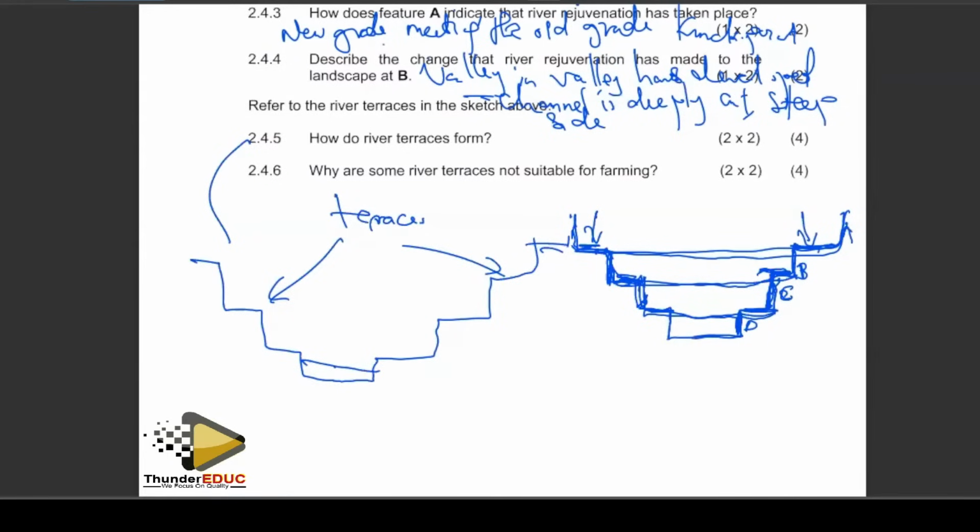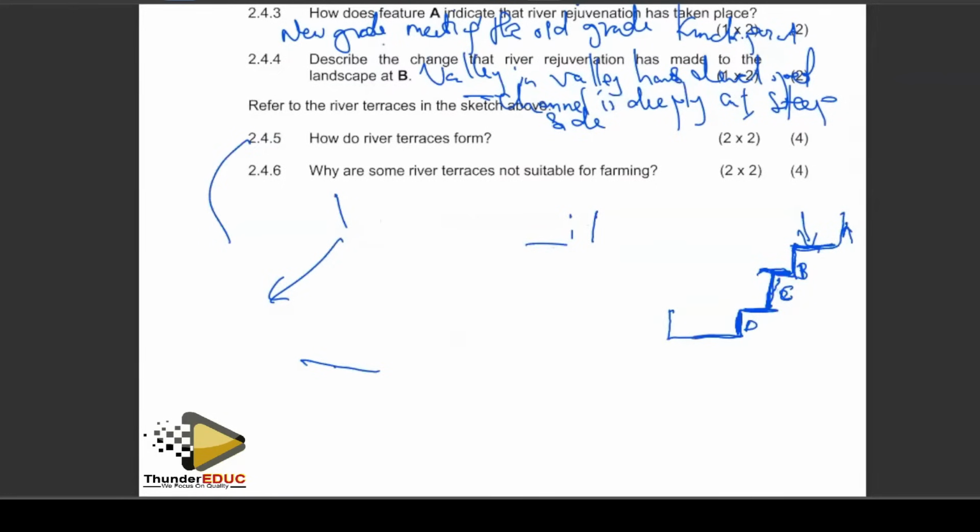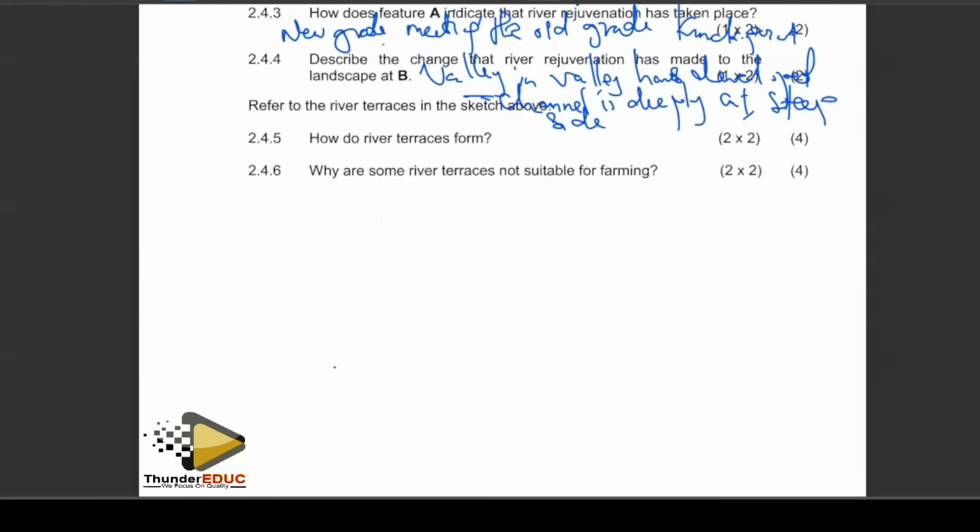Right, and then the last question, number 2, 4, 6. The question is saying, why are some river terraces not suitable for farming? Why are some river terraces not suitable for farming? Right, I'll just try to explain here. The reason why some river terraces are not suitable is because they have limited space.